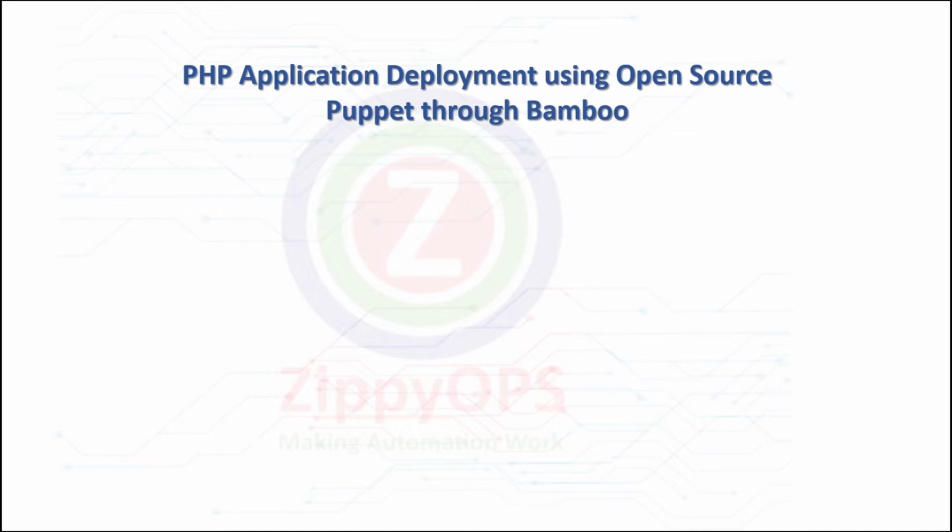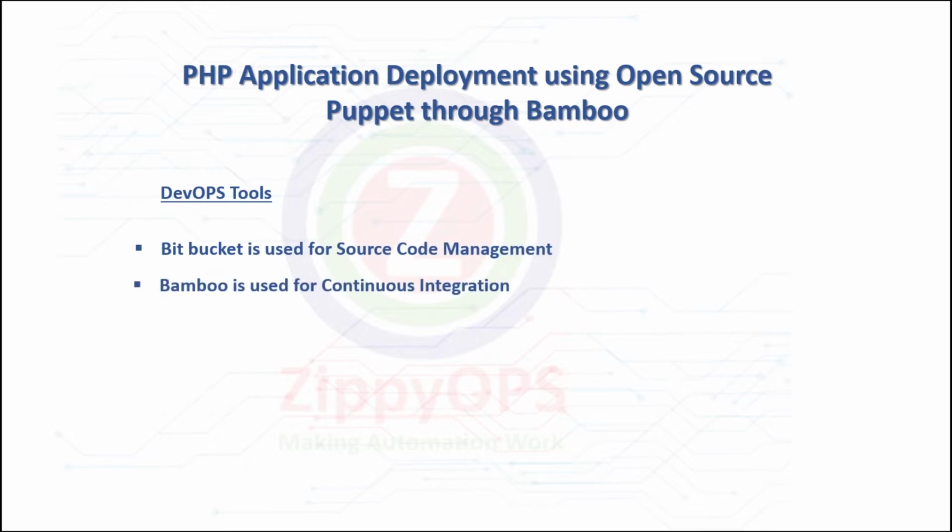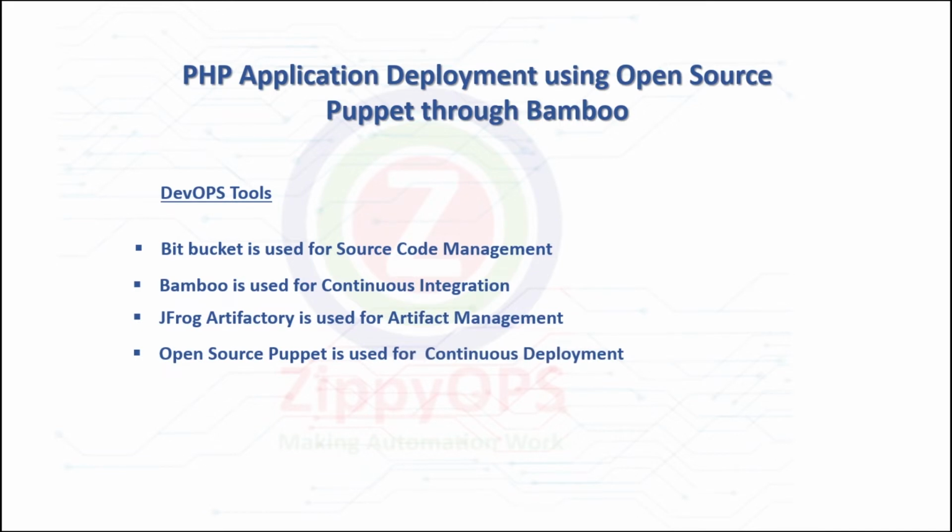The tools used in this PHP application deployment are: Bitbucket, used for source code management. Bamboo is used for continuous integration. JFrog Artifactory is used to manage the binaries. Open source Puppet is used for configuration management and continuous deployment. Let us explore the workflow of the PHP application, stage by stage.